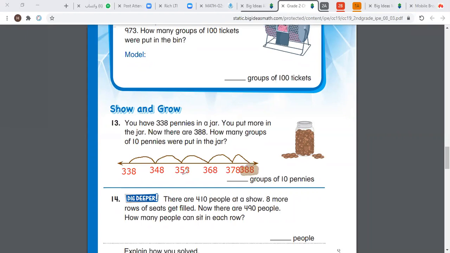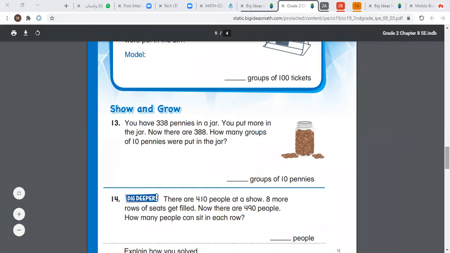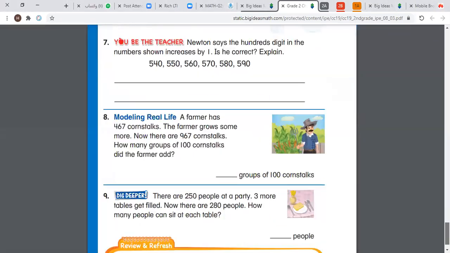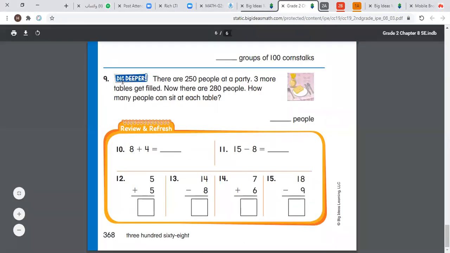Now, how many groups? We have one group, two groups, three groups, four groups, five groups of 10. So here, let's write five. Write five groups of 10. My lovely boys, skip number 14. Don't answer number 14. Okay, skip number 14. And you can skip it in the homework too. If you have a question like this in your homework, skip it also. Skip number 9 in your homework.